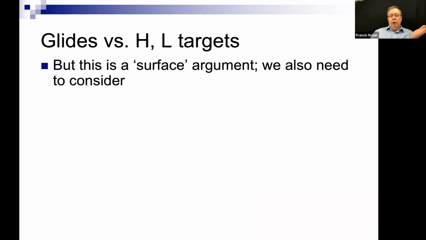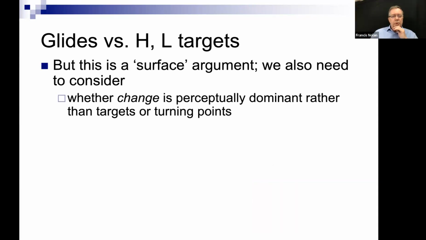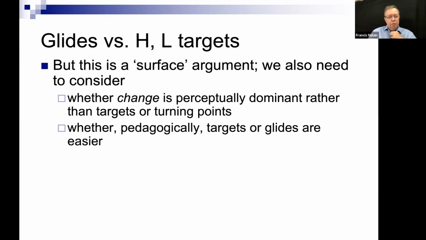Yeah, that's probably right, but it's a surface argument. We should also consider whether, from the point of view of perception, change is dominant rather than targets or turning points. It's pretty common in perception that you notice things when they move and not when they're stationary. So we are very interested in movement. And quite separately, the question whether, if you're teaching intonation, it's easier to acquire particular patterns by thinking about targets or by thinking about the movements that join those targets. So glides may actually be easier to imitate.